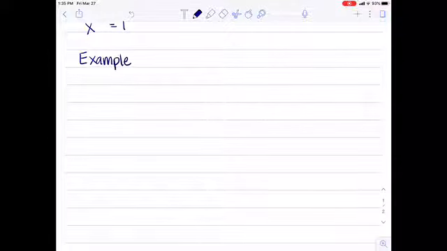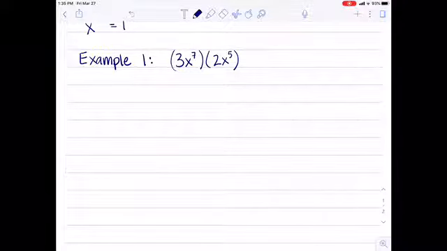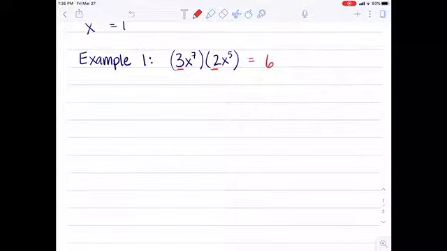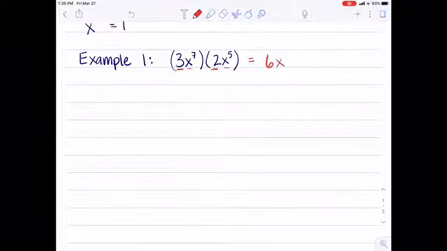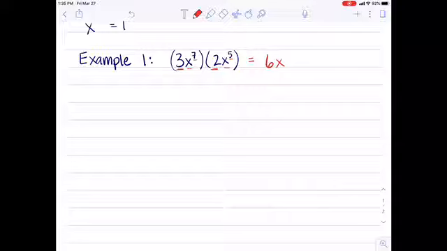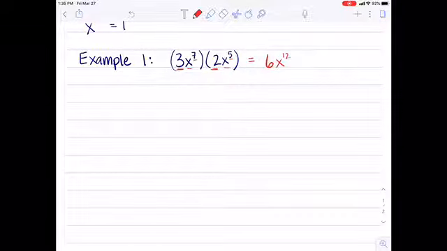So for example 1, let's say that I give you the problem 3x to the 7th power times 2x to the 5th power. Now notice that when we solve this problem, we have these front numbers 3 and 2. These are just normal numbers, so I can go ahead and just multiply them together. 3 times 2 is 6. Then I can see that I'm multiplying the x's, and when I multiply x's, I remember that I add the exponents. 7 plus 5, which is 12. So I get 6x to the 12th as my final answer.